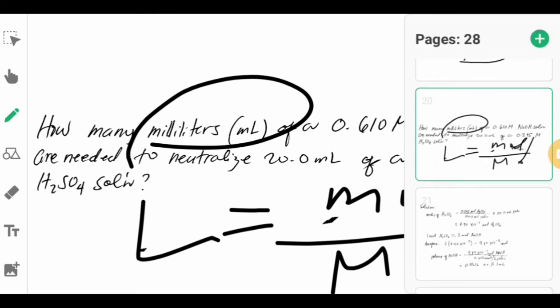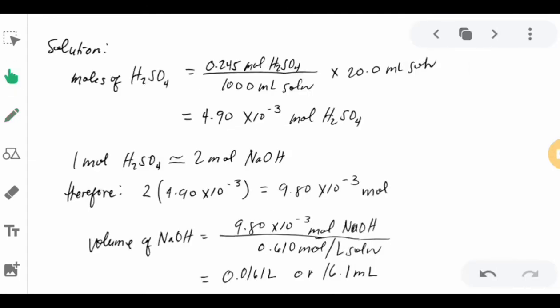Later. Let us solve here first. So we have to determine first the moles of sulfuric acid, that is 0.245 mole of sulfuric acid over 1000 milliliters of solution times 20.0 milliliters of solution, because although the mole is given, that is in 20.0 milliliters, so you have to convert that first into liter. So converting that, cancel the solution, cancel the units here. You will have 4.90 times 10 raised to negative 3 mole of sulfuric acid.